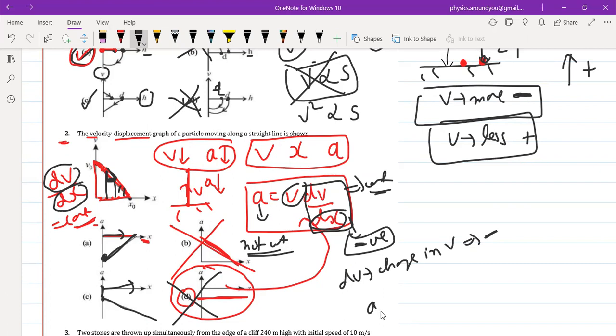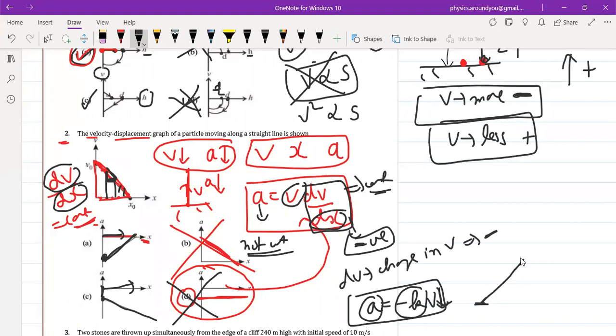So I can say a equal to minus kv, where minus k is some negative constant. And you should observe, as x is increasing, v is decreasing. So what is happening to acceleration? Because initially it was negative, nevertheless, since v value is decreasing, it is becoming more and more positive.